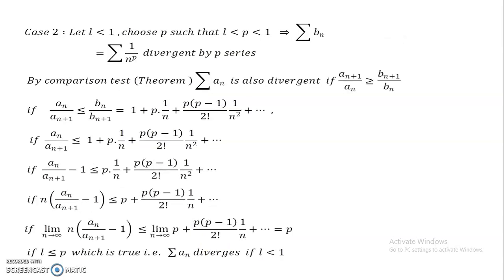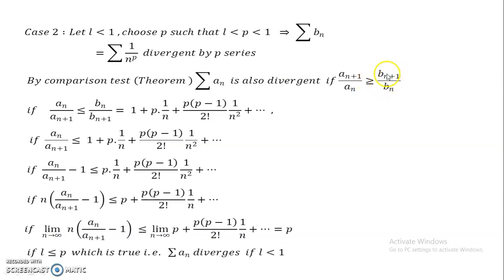And in the second case, we discussed that let L be less than 1. When we choose P such that L is less than P, less than 1, means what? P is less than 1. So that implies that the P series summation b_n is divergent by the P series test. When we compare with this P series ratio, a_(n+1)/a_n is greater than or equal to b_(n+1)/b_n. In the earlier case it is less than or equal to, in this case it is greater than or equal to this P series ratio.